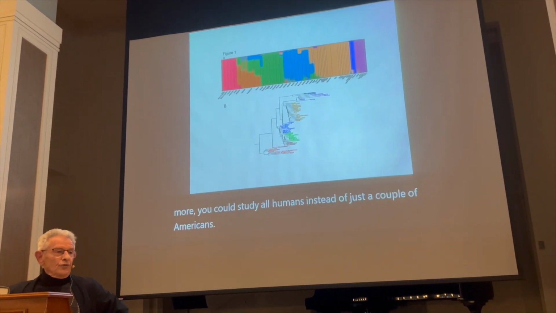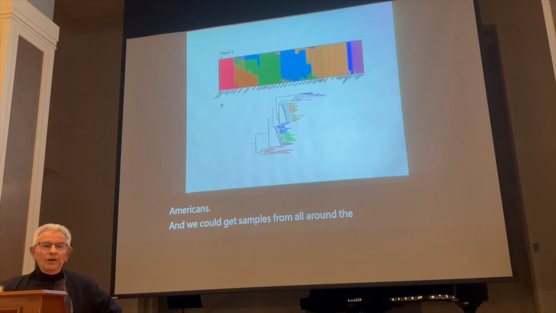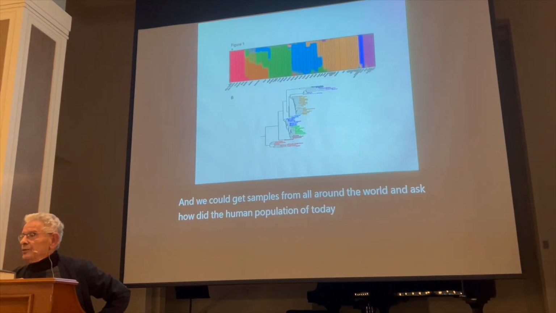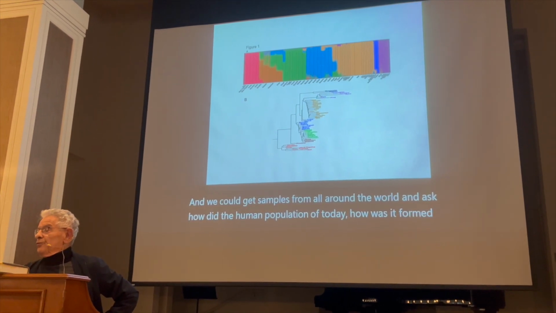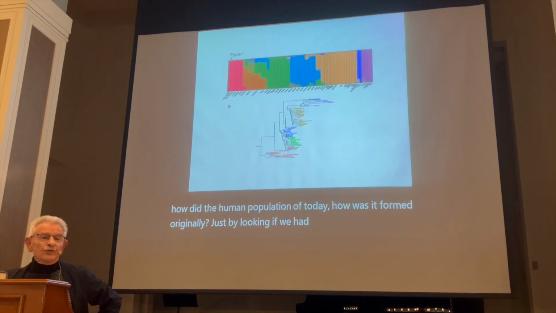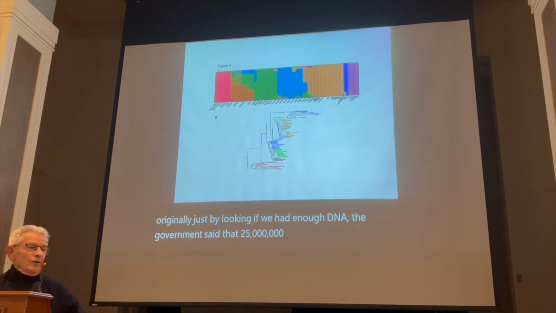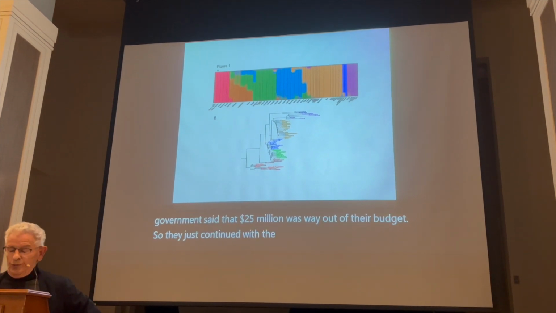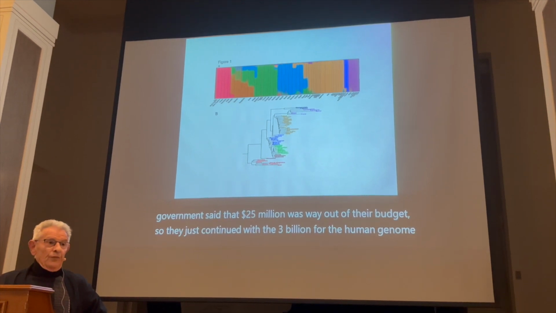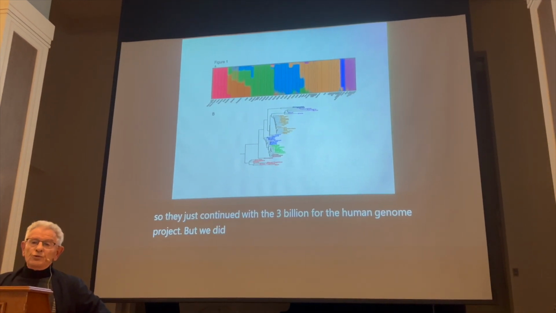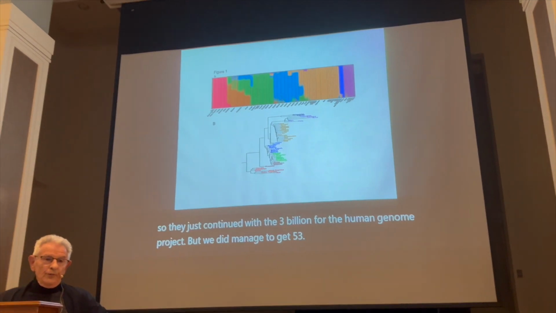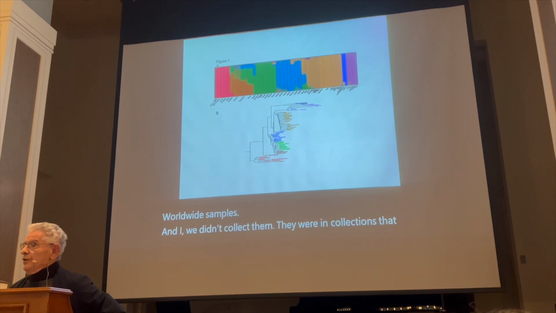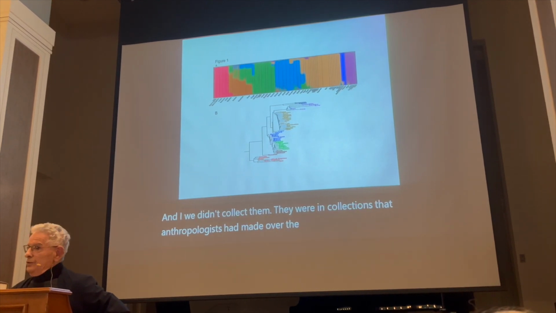And we could get samples from all around the world and ask, how did the human population of today, how was it formed originally? Just by looking, if we had enough DNA. The government said that $25 million was way out of their budget. So they just continued with the $3 billion for the Human Genome Project. But we did manage to get 53 worldwide samples. And we didn't collect them. They were in collections that anthropologists had made over the past 25, 30 years.